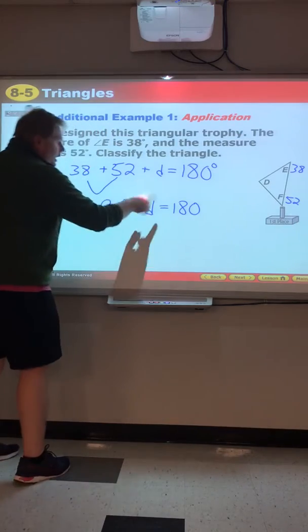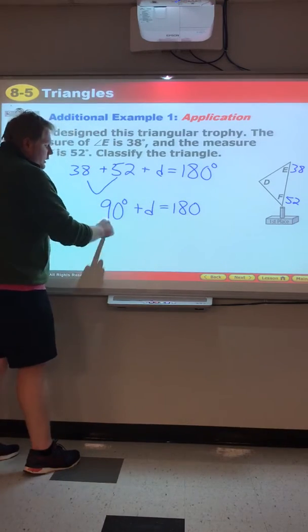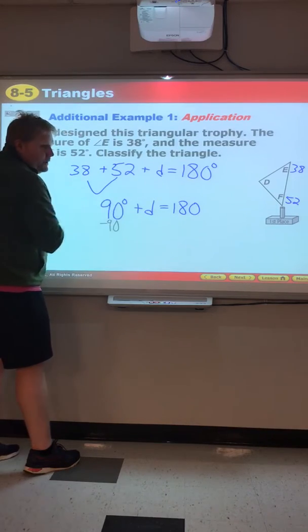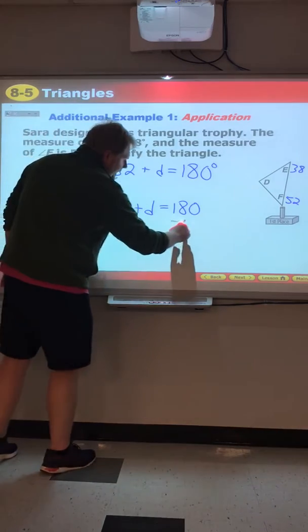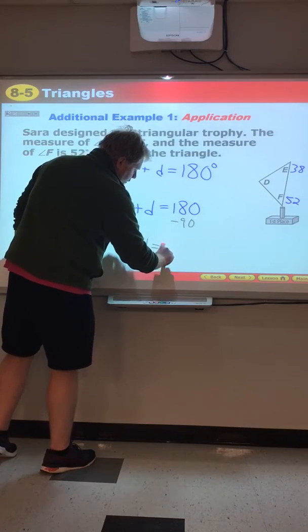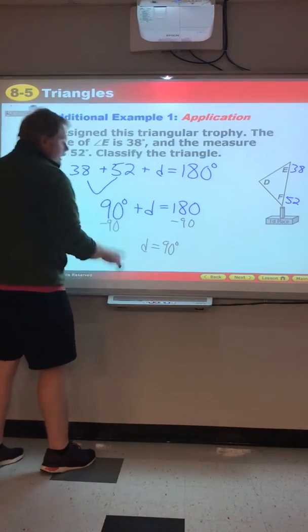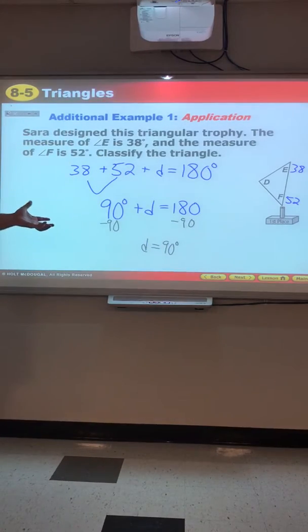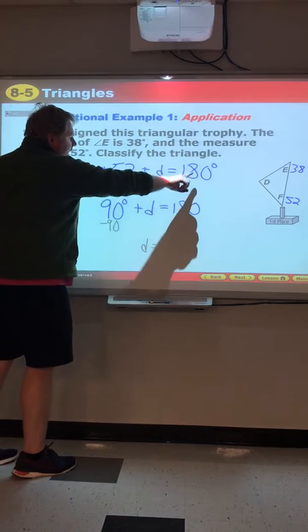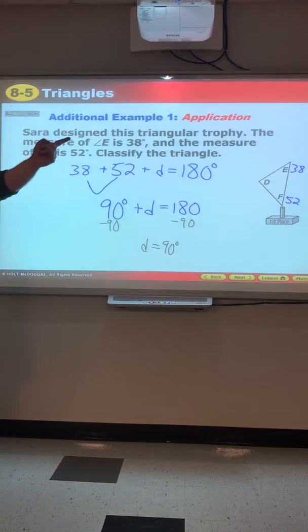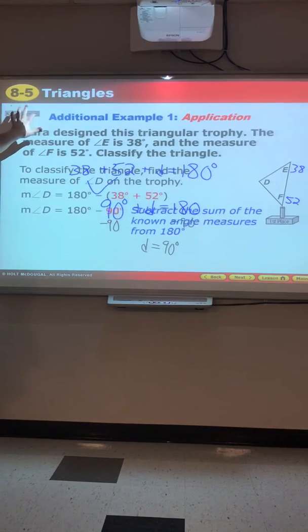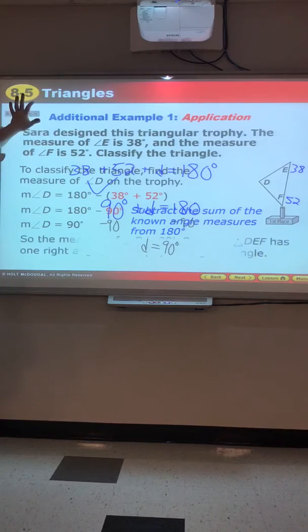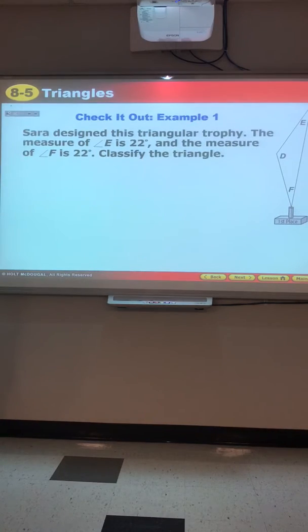But if you don't see it, I want D all by itself. Minus 90. Inverse operations, remember that? Minus 90. D equals 90 degrees. Then 90 plus 90, that makes 180. And we have everything we need. I just had to add these two together, subtract them from 180, and I get what's left, which is D. All right, that's exactly what they did. Imagine. So with this one, hopefully you can see what we need.